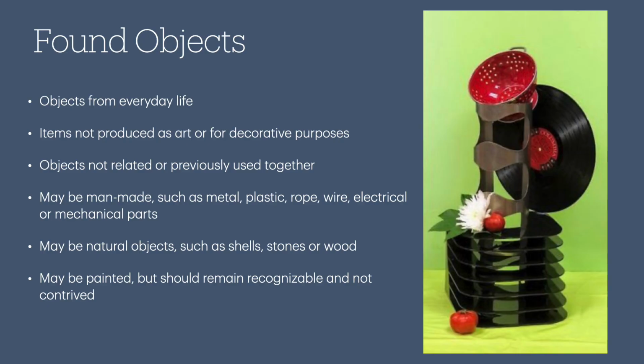Found items may be man-made, such as metal, plastic, rope, wire, electrical or mechanical parts. As you can see in the photo on the right, there are records. It looks like maybe a file from an office, a colander, and then the plant materials are tomatoes and florals. Found objects may also be natural objects, such as shells, stones, or wood, as you saw in the Braque and the Picasso pieces. The objects may be painted, but they should remain recognizable and not contrived.